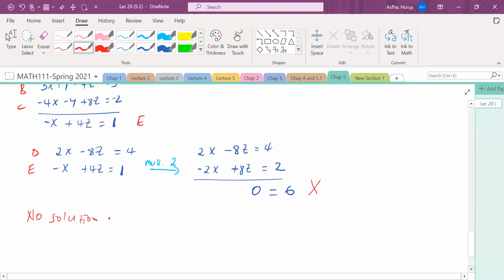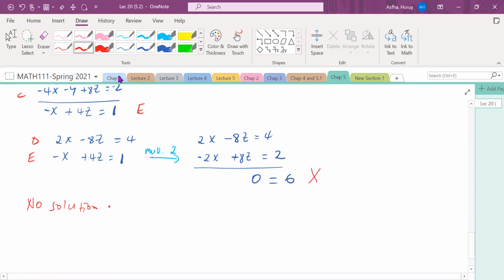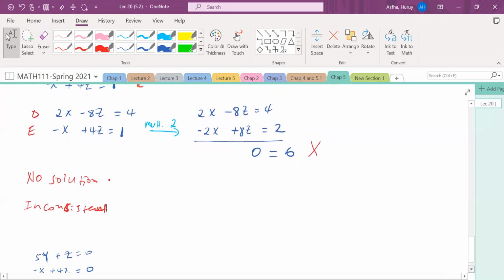And what do we call such a system of linear equations? Inconsistent. Okay, so such systems of linear equations are called inconsistent systems, which means they don't have a solution together. Okay, they don't intersect. And one more example.